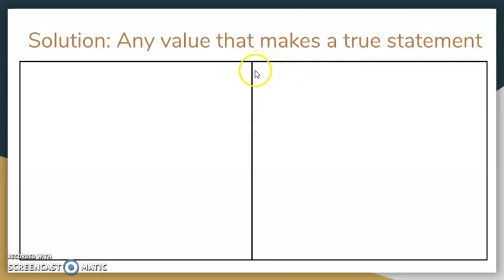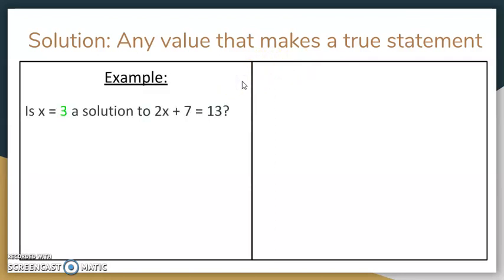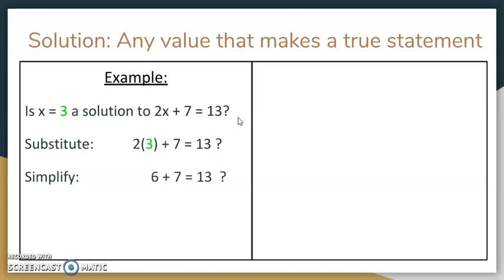So here's a couple quick examples of some non-linear inequalities. Is just regular old equations. Is x equals 3 actually a solution to 2x plus 7 equals 13? Well, we've known this for a long time. We just substitute the value in. So we're going to substitute x equals 3 in and then simplify. Of course, 2 times 3 is 6. 6 plus 7 is indeed 13. So yes, indeed, it is a solution.